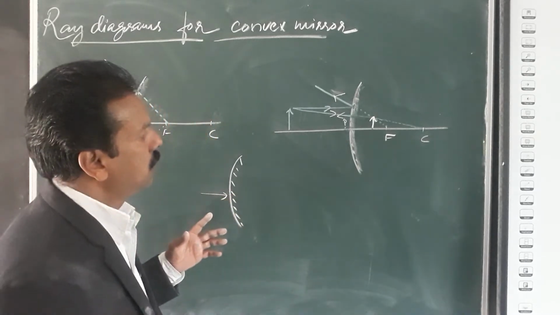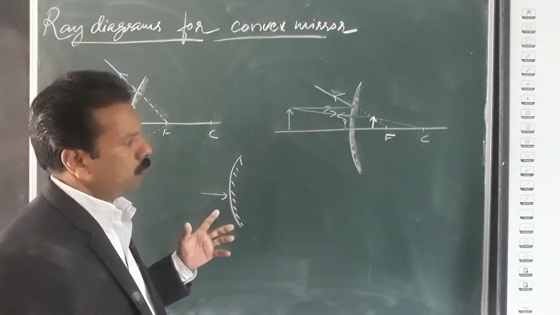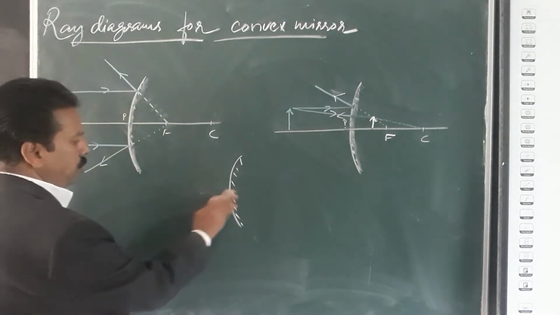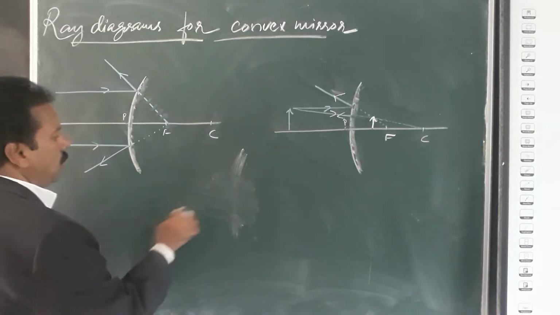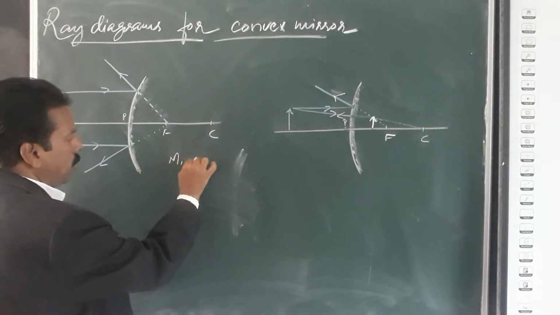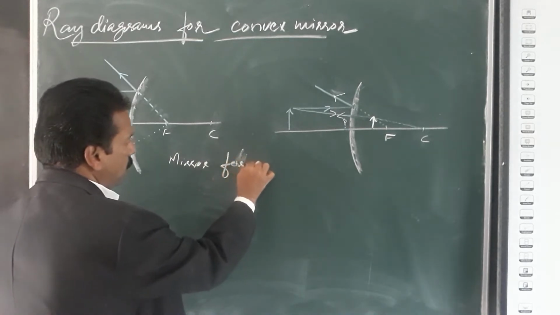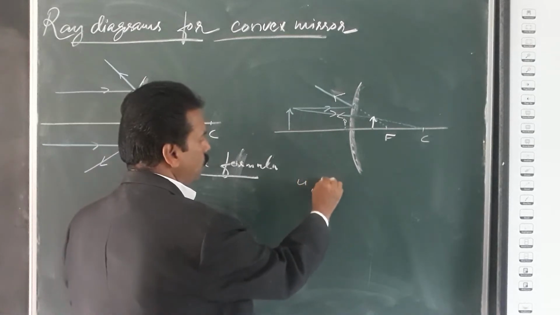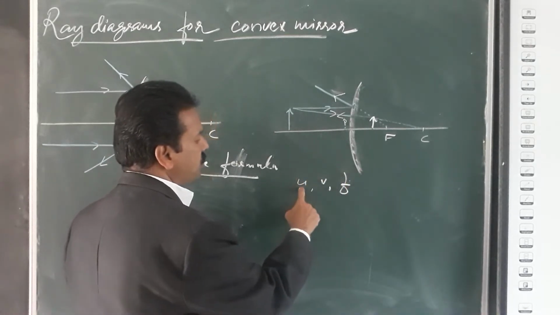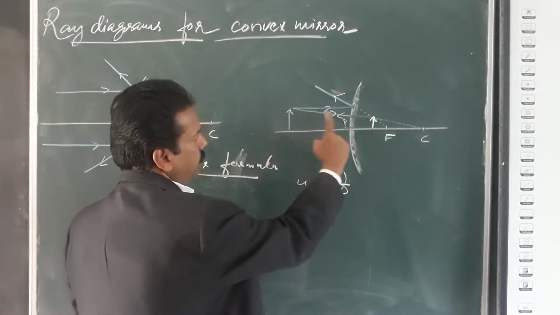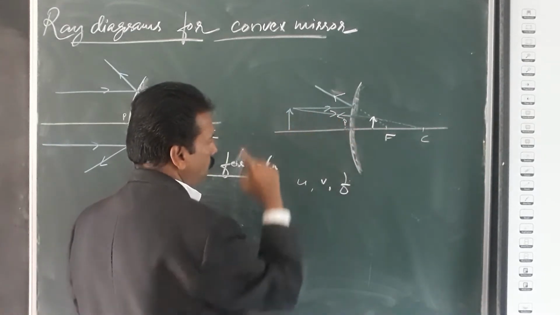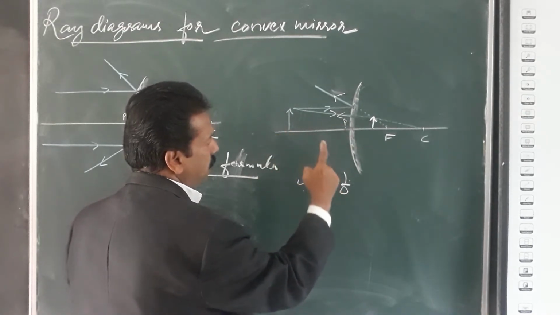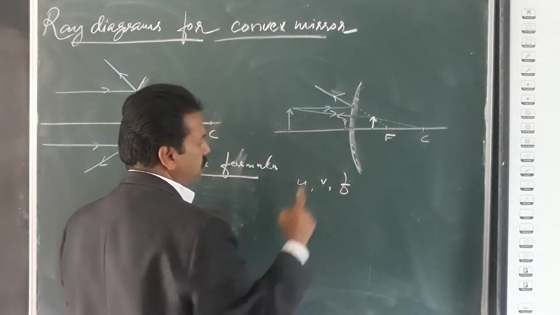They have more importance in vehicles. And now we have to think about the mirror formula. There are 3 variables, u, v and f. U is the object distance from the pole. V is the image distance from the pole. F is the focal length.